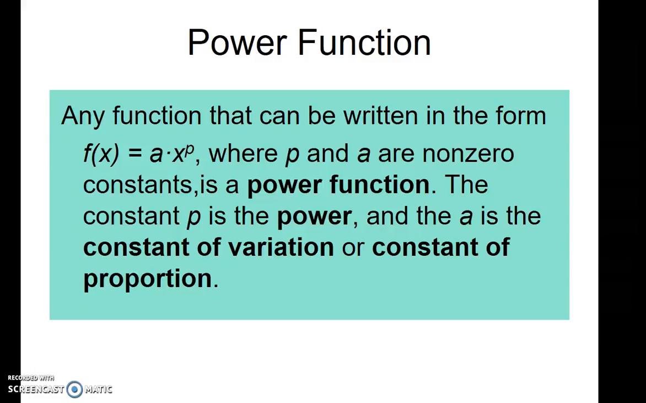The only restrictions on a and p is that they cannot be 0. Okay, they're going to be a number, some sort of a constant. They just can't be 0. So they can be nice integers, they can be fractions, they can be messier decimals, but it just can't be 0. Okay, we would call p the power. a is the constant of variation or the constant of proportion.